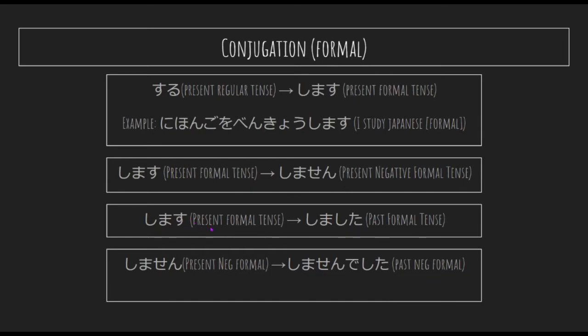Next, the past formal tense. We have here shimasu into shimashita. It follows every other verb rule except that the su turns into shi, and we just put mashita. Very simple. And lastly, here we have the past negative formal tense. Once again, it is exactly the same as any normal verb except the su turns into shi. So we have shimasen, present negative formal, turning into shimasen deshita, past negative formal.